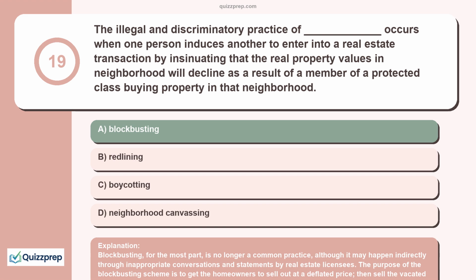Blockbusting, for the most part, is no longer a common practice, although it may happen indirectly through inappropriate conversations and statements by real estate licensees. The purpose of the blockbusting scheme is to get the homeowners to sell out at a deflated price, then sell the vacated homes to minority group members at an inflated price. Involvement in a blockbusting scheme is grounds for criminal charges.